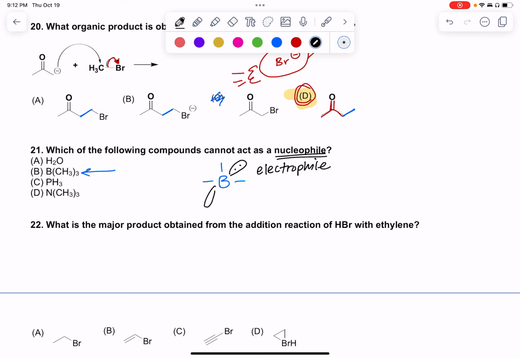The rest of these have a bunch of lone pairs. Nitrogen has lone pairs. Phosphorus has lone pairs. Oxygen has 2 lone pairs. So they're all going to be nucleophiles. They're all going to try to get that positive charge. So that's just knowing that boron's always unhappy.